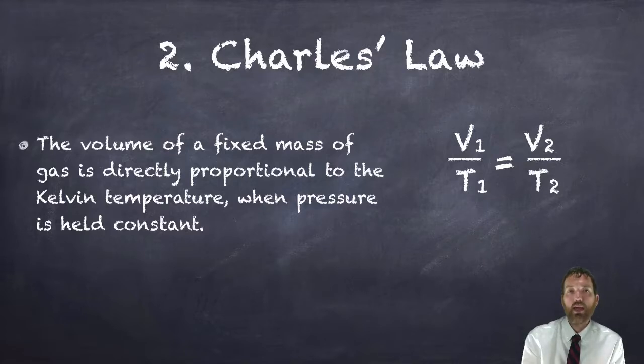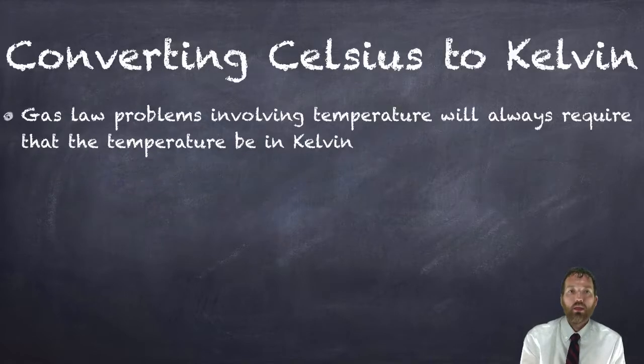Our next gas law is called Charles' law. It says that the volume of a fixed mass of gas is directly proportional to the Kelvin temperature when pressure is held constant. One of the problems with Charles' law is that you need to use temperature, and in this chapter temperature always needs to be in Kelvin. So you need to convert whatever Celsius temperature they're most likely going to give you in the problem to Kelvin.